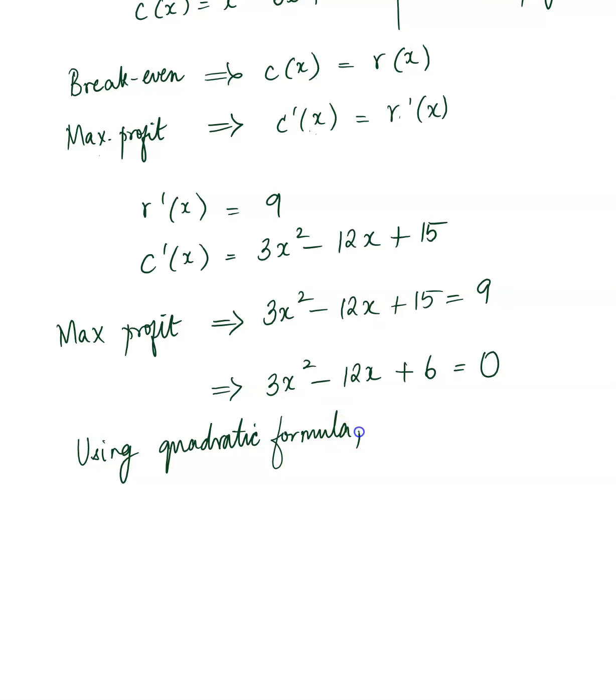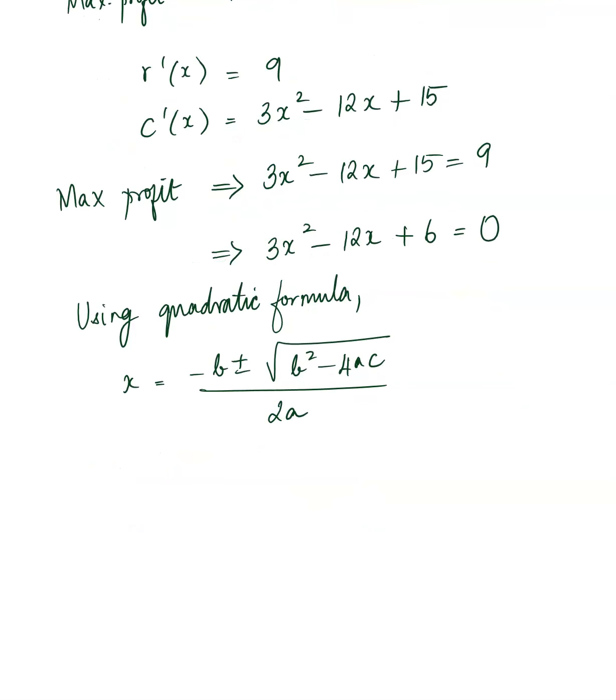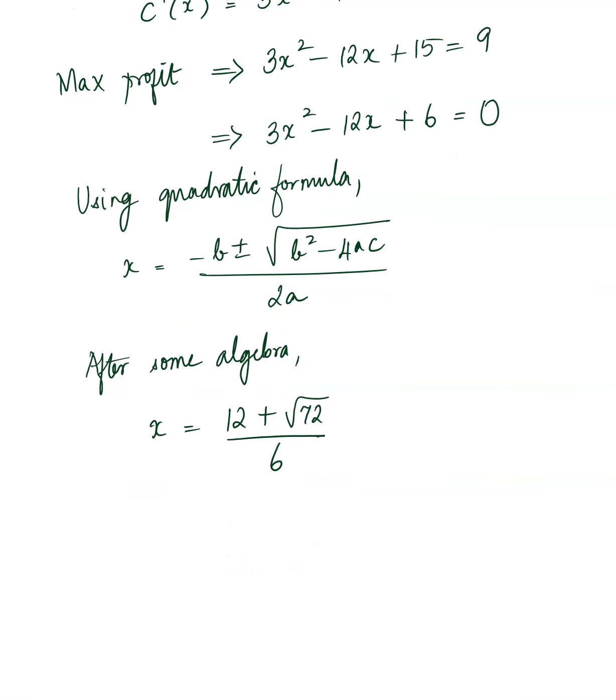Do you remember the quadratic formula? x equals negative b plus or minus the square root of b squared minus 4ac all over 2a. So use that information, and I will let you complete that part because this is just algebra. So after some algebra, we get x to be 12 plus root 72 all over 6. You get 2 of these values, right? Or 12 minus root 72 over 6, plus or minus.